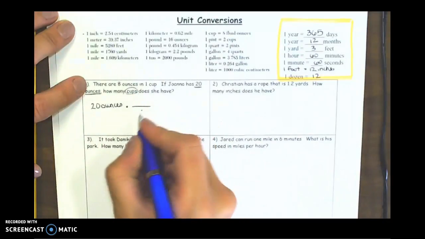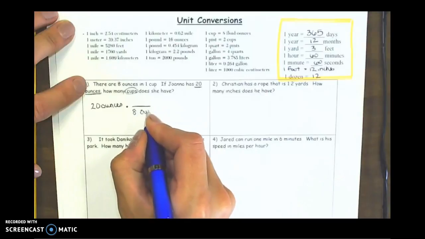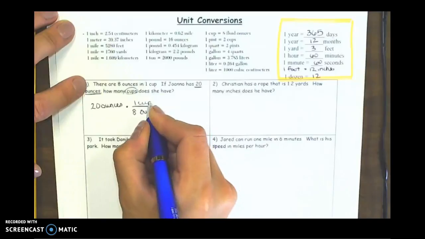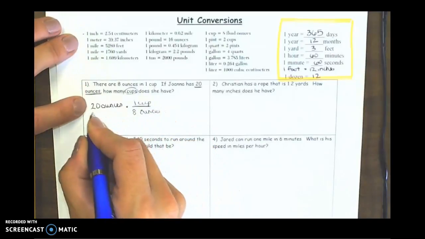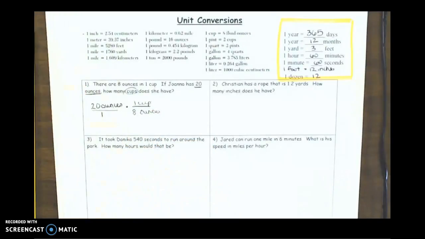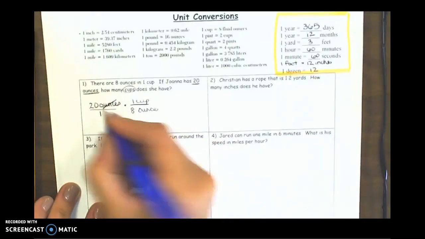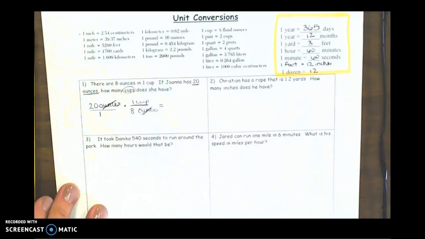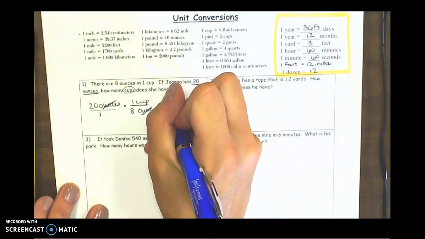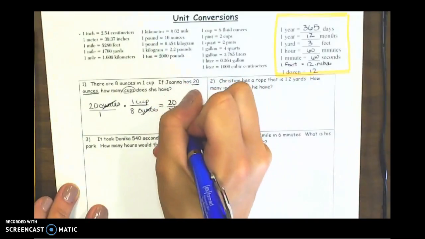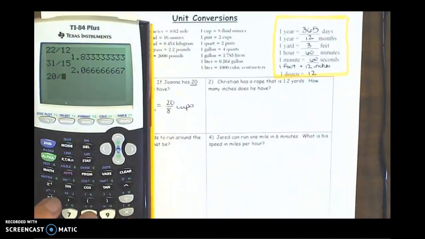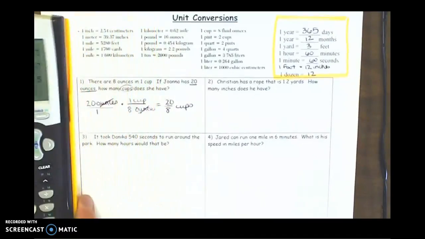So here I have 8 ounces. I'm going to put 8 ounces on the bottom. And 1 cup. It's equal to 1 cup. So 1 cup equals 8 ounces. We're starting with 20 ounces. If I want to, I can put that over 1. And now it's very easy to see that the ounces cancel with the ounces. So now what's the only unit we have left? Cups. So now we have 20 over 8 cups. Or we can divide that, 20 divided by 8, and it's 2.5 cups.